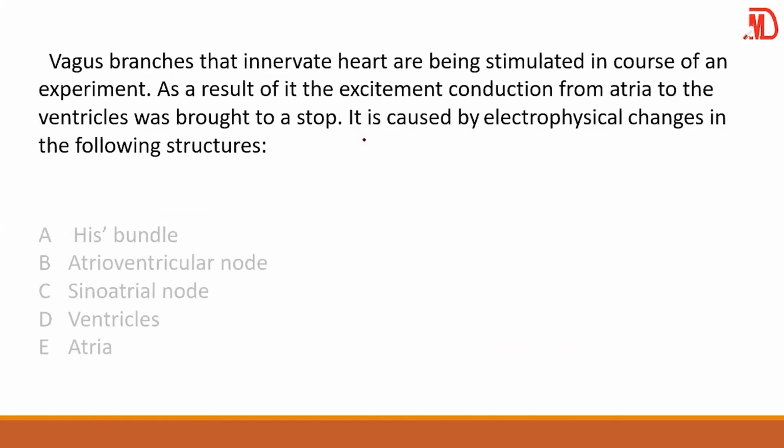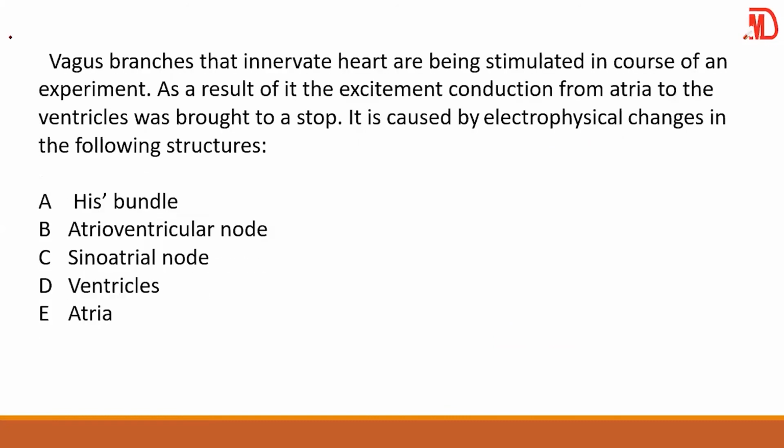A last question on ECG. Look at this: the vagus branch that innervates the heart. We know that the vagus is part of the parasympathetic nervous system. When the vagus branch is in play, what will it do? It will cause a slow heartbeat, technically. Now look at this question. They said the vagus branch that innervates the heart is being stimulated in the course of an experiment.